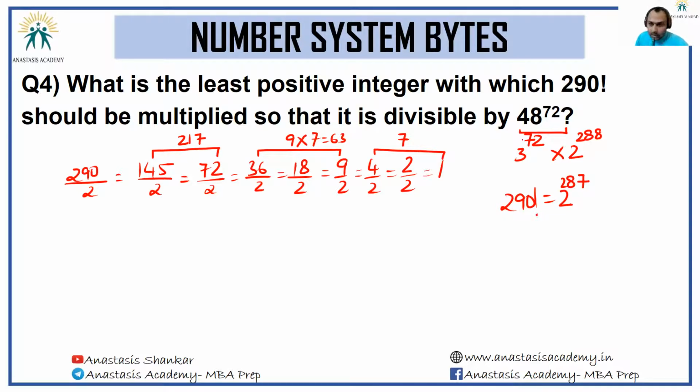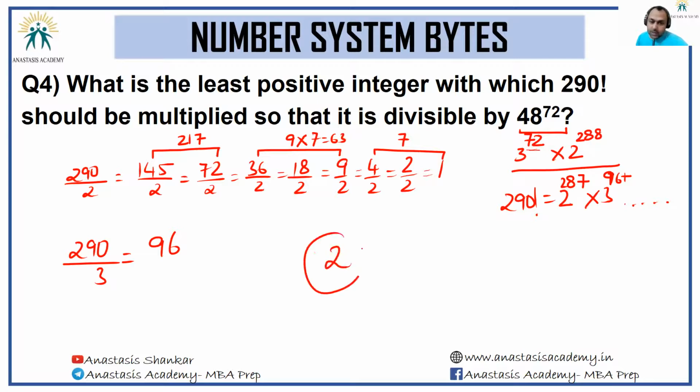287. Let us also do the same processing for 3. So 290 by 3 gives me 96. At this point I can stop, because all I needed was 72 powers of 3. I have already got 96 powers of 3, so 3's are not limited. What is limited is 2. So if I want 290 factorial to be completely divisible by this expression, one single 2 is missing. All I need to multiply it by is 2.